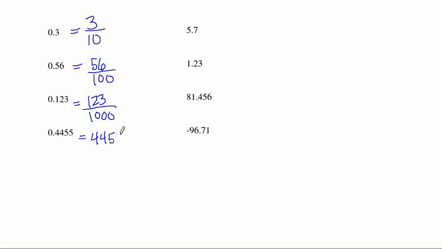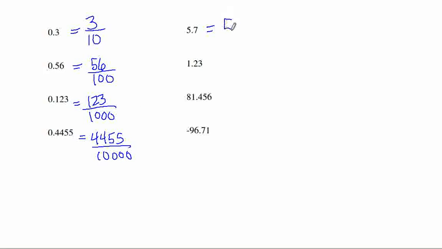So the first decimal is referred to as 0.3. I'm going to say that 0.3 is equal to the fraction 3 over 10. The next decimal is referred to as 0.56, so I'm going to say that that's equal to 56 over 100. 0.123 is equal to 123 over 1,000. The next one is equal to 4,455 over 10,000.